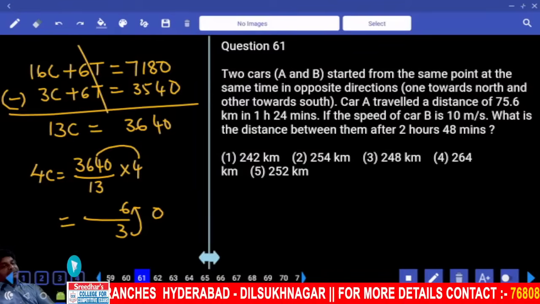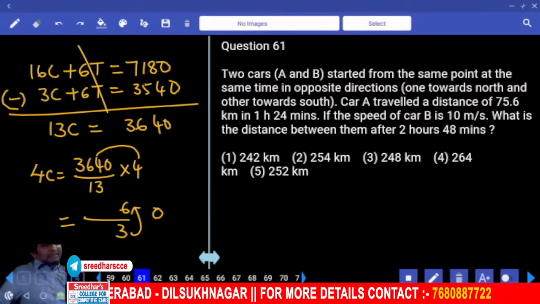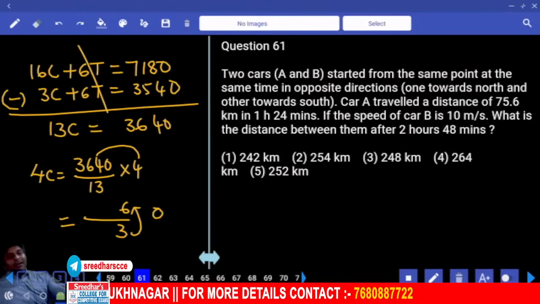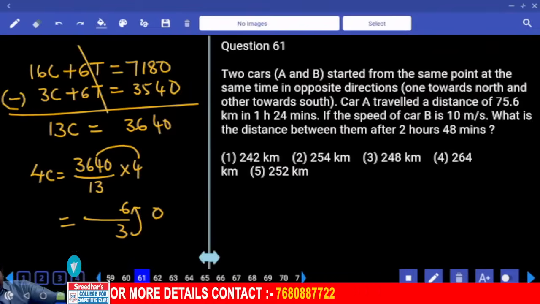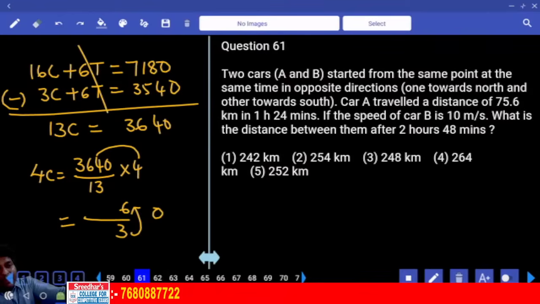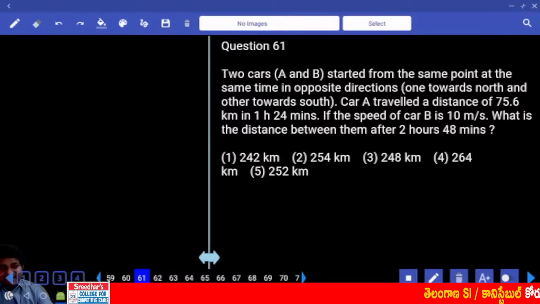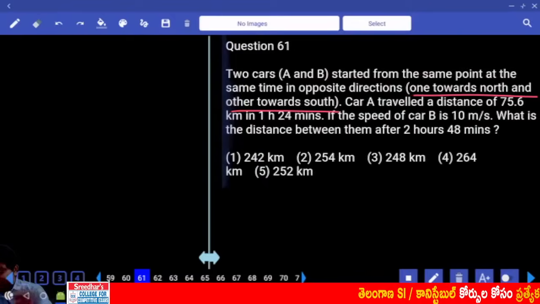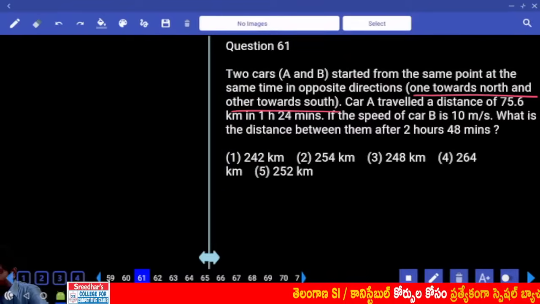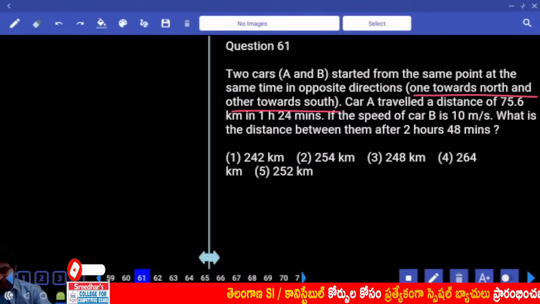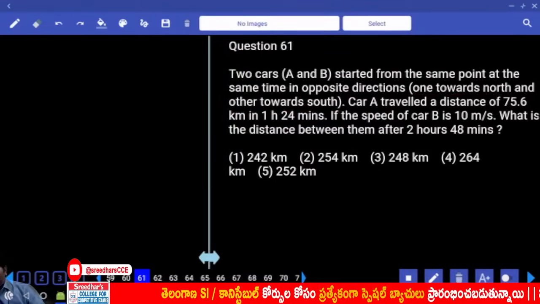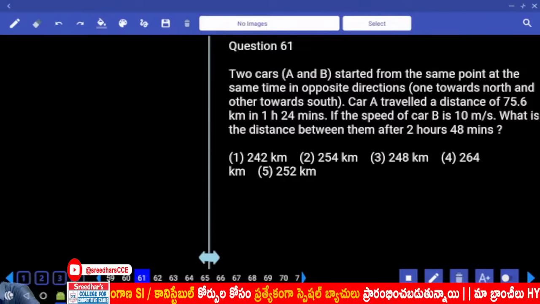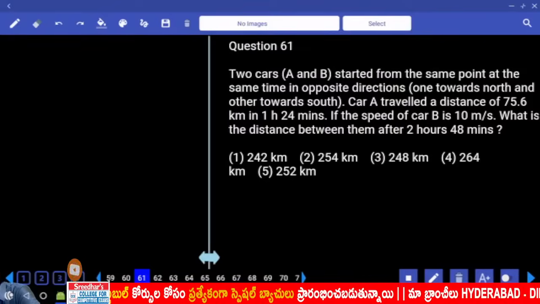Two cars started from the same point at the same time in opposite directions. Car A traveled a distance of 75.6 kilometers in 1 hour 24 minutes. If the speed of car B is 10 meters per second, what is the distance between them after 2 hours 48 minutes? If it is a reasoning question, we have to remember the direction. But we are in the arithmetic section, so direction is not important. Whether they are east, west, north, south doesn't matter.